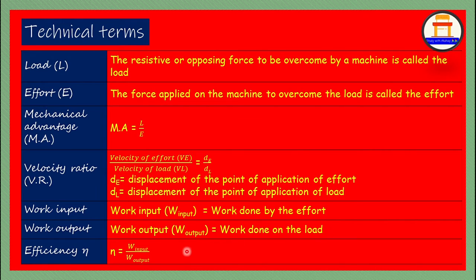So efficiency is indicated by the symbol eta. Okay, so what is this eta? Eta is nothing but work output divided by work input. We can define this as: efficiency of a machine is the ratio of the work done by the machine on the load to the work done on the machine by the effort. Okay, so in a simple way, it is work output divided by the work input.